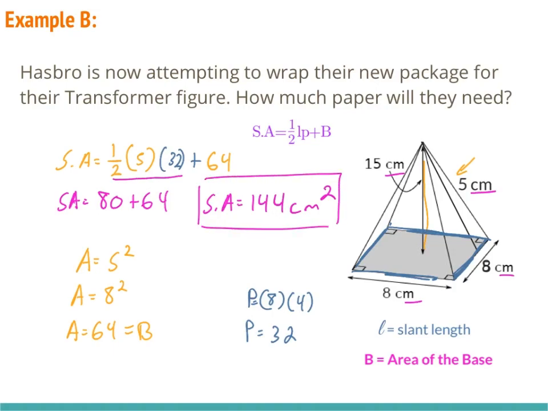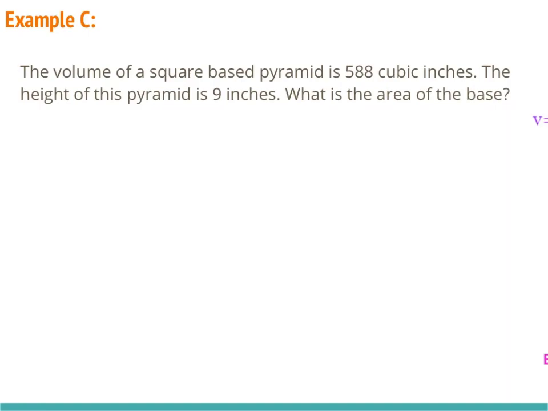Now let's take a look at example C. Here in example C, it says the volume of the square base pyramid is 588 cubic inches. The height of the pyramid is 9 inches. What is the area of the base? In this case, we have no picture, but we have some information in our problem that's important. So let's go ahead and take a look at it. The volume of the square base pyramid is 588 cubic inches. The height is 9 inches. What is the area of the base?